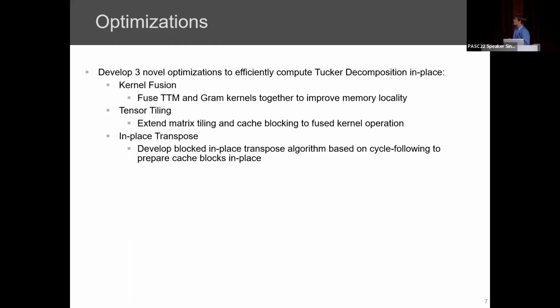And then finally, we're going to show how we can prepare these cache blocks in place via an improvement upon existing cycle following based in place transpose algorithms. And essentially, once we prepare these cache blocks in place, we are then going to dispatch the cache blocks proportionate to the amount of available memory that we have access to, overwriting the tensor as we go. So let's start off with our kernel fusion optimization.